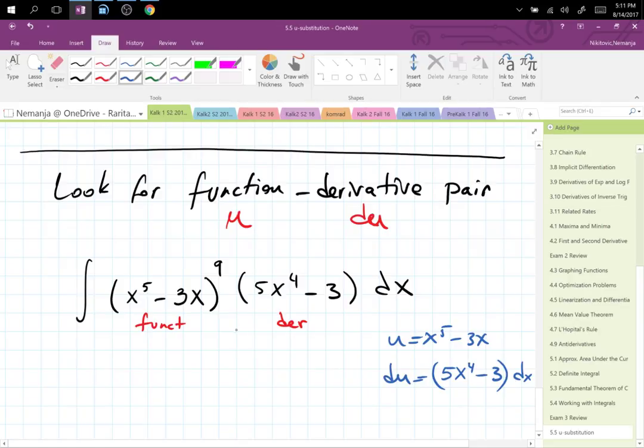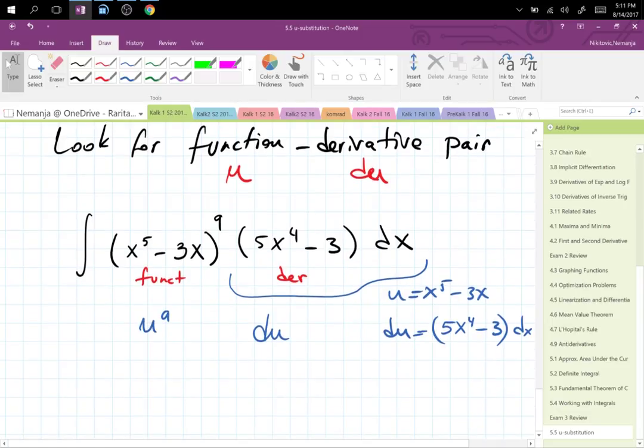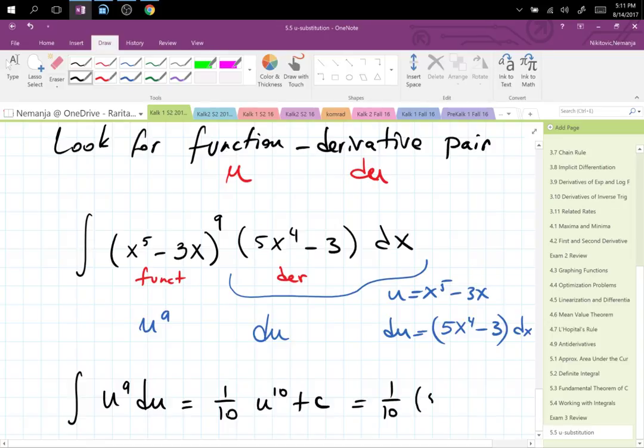So that means that the whole thing here is du, and this part is u to the 9. So we quickly fix this problem as the integral of u to the 9 du, which is 1 over 10 u to the 10 plus c, which is 1 over 10 (x to the 5 minus 3x) to the 10 plus c. Done.